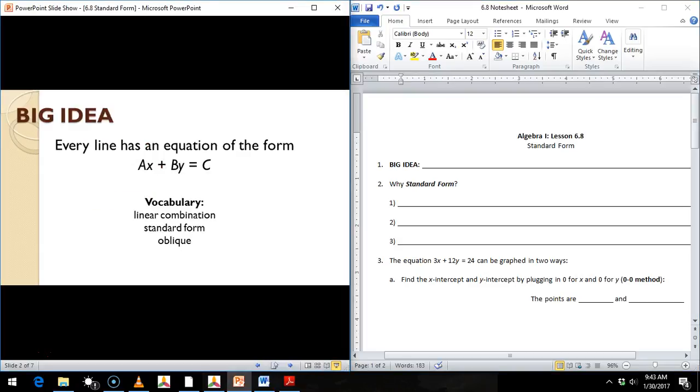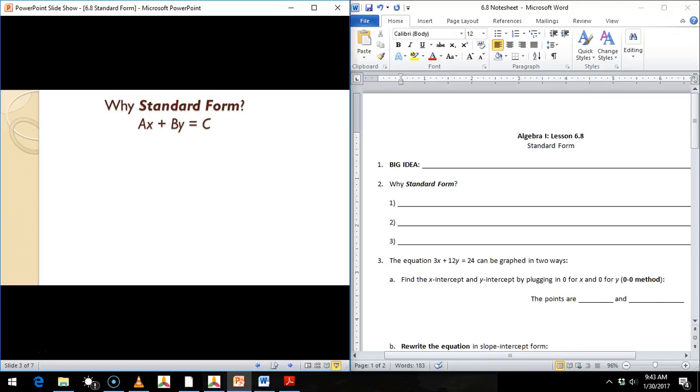With standard form, the equation has x and y together on the same side. So the equation form is ax plus by equals c. X and y are together, and there's a constant number on the right side. Three vocabulary terms that we will look at: linear combination, standard form, and oblique.